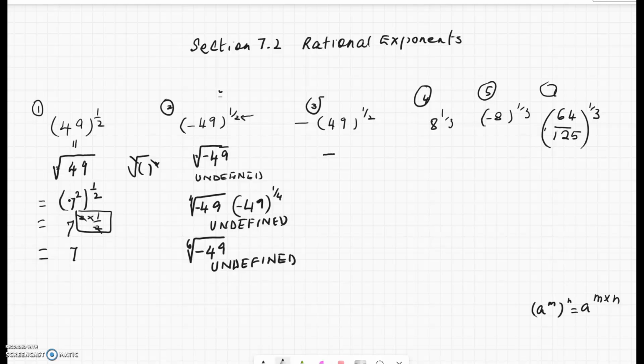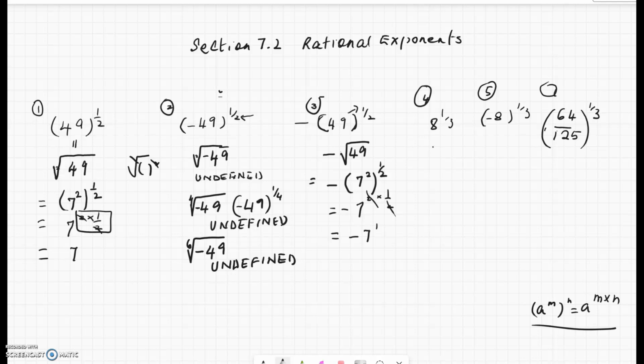But if you have the negative of, and 49 is what is raised to the half, not the negative, so that would be the negative of the square root of 49, which is perfectly well defined. It is the negative of 7 squared to the half. And now that is the same as 7 to the 2 times half, because a to the m, whole to the n, is a to the m times n. You multiply the exponents. So that is the negative of 7 to the 1.